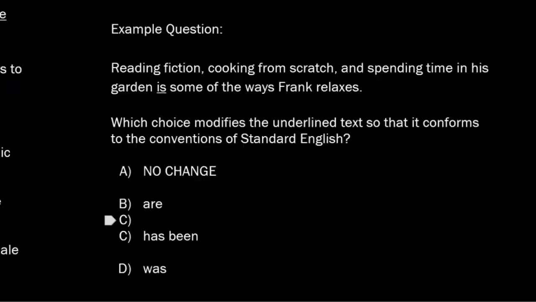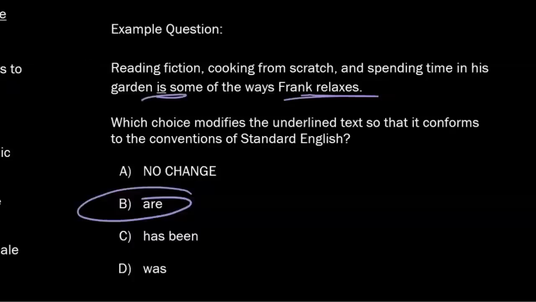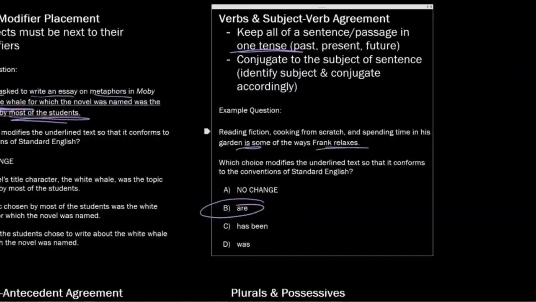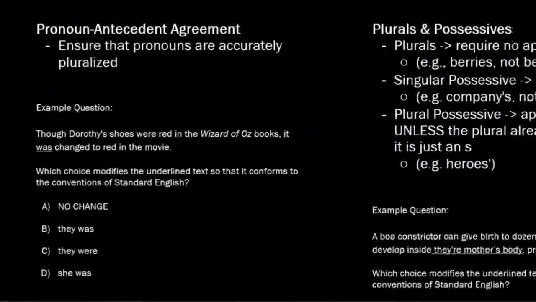But the answer here is B. Okay. This is present tense. He's currently doing the relaxing, right? They are some of the ways that he relaxes. They aren't. "They is" not some of the ways that he relaxes, right? They are some of the ways.